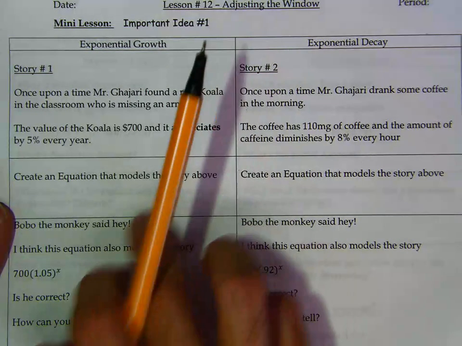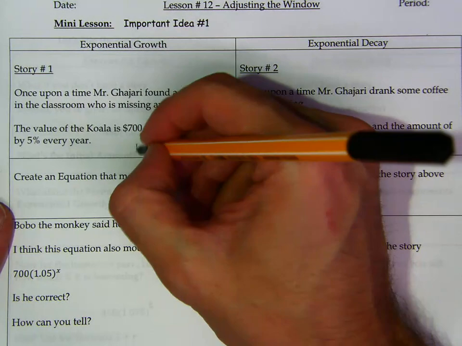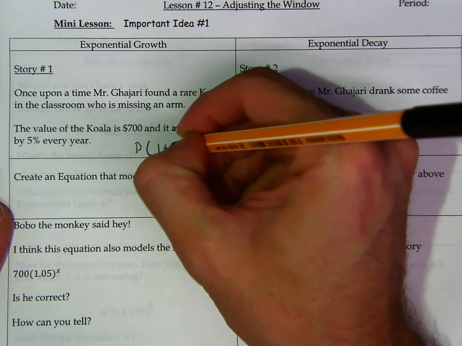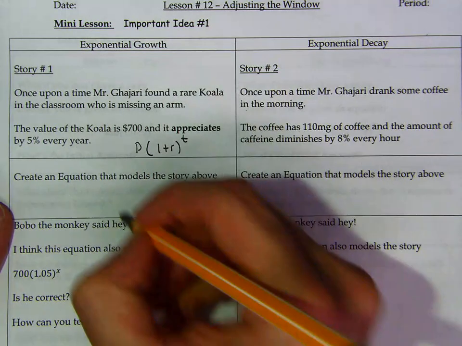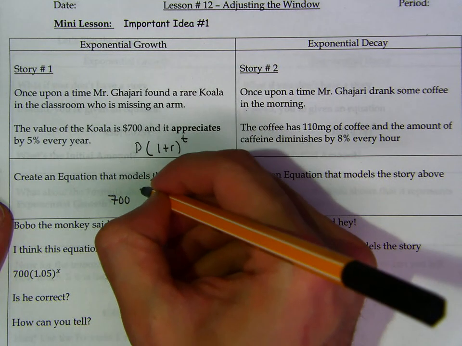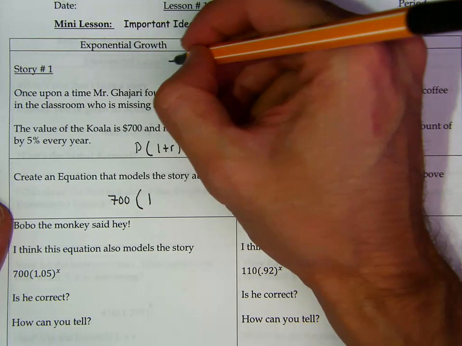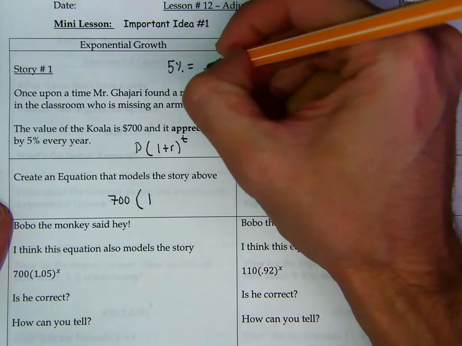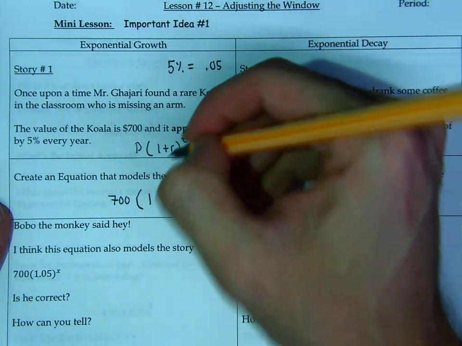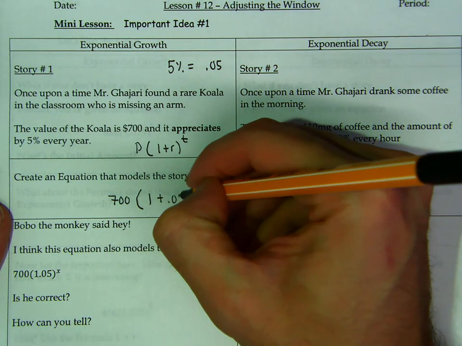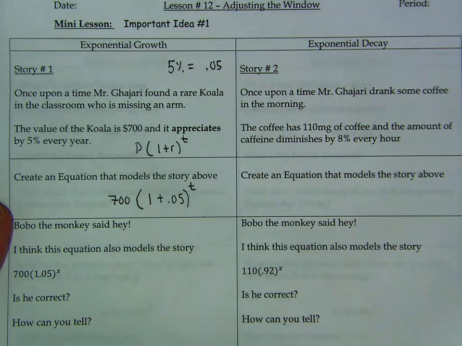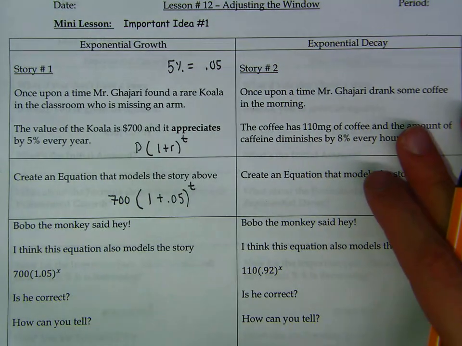This, you should feel good, right? P, parentheses, 1 plus r to the t. 700, parentheses, 1 plus, what's my percent? It's 5%. What is 5% as a decimal? It's 0.05. So it's 1 plus 0.05 to the t. Done. Okay, next part.